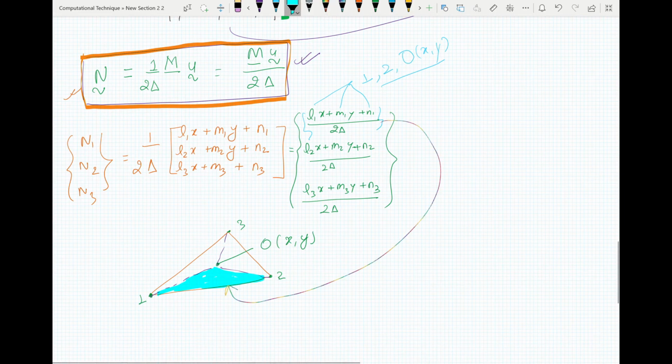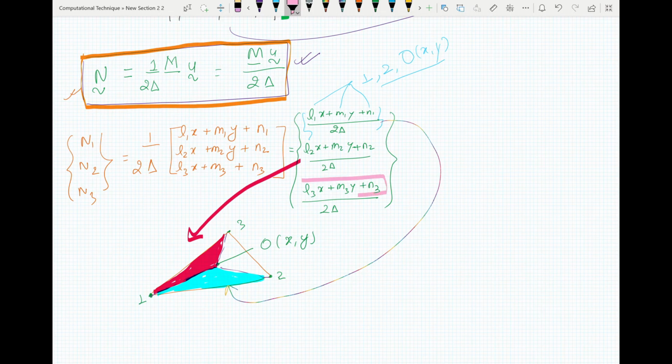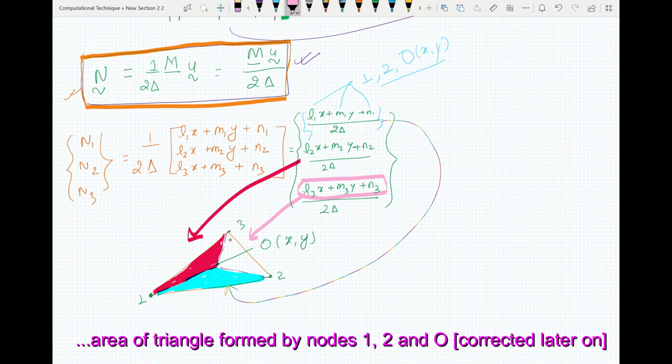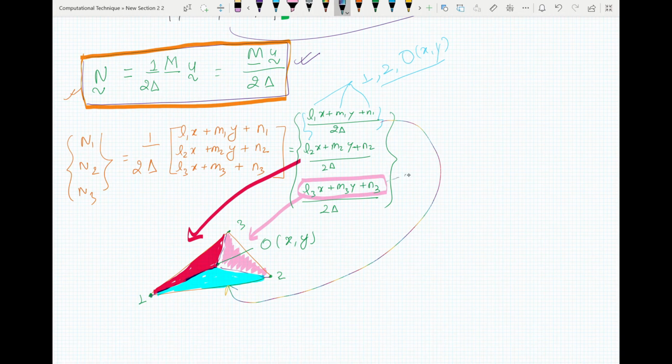Then when you look at the second equation, you know that this consists of coordinate 1 and 3. So this will be giving us the area of this part here. So this is for the second one. And for the third one, this equation here will be giving us the area of this triangle. This will generally be 2 times the area.